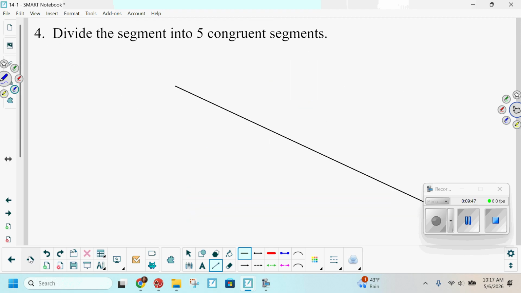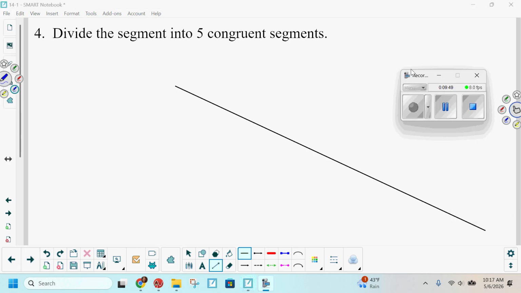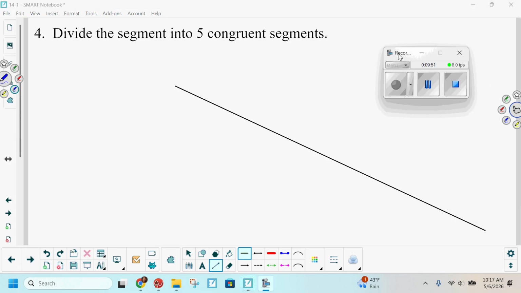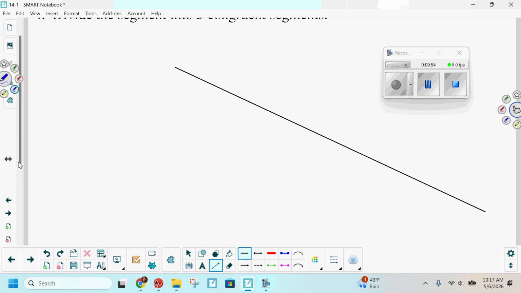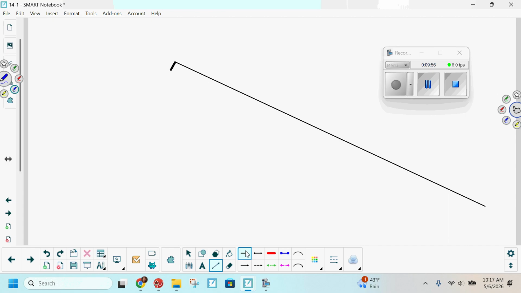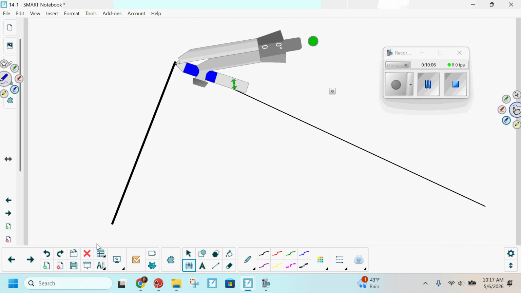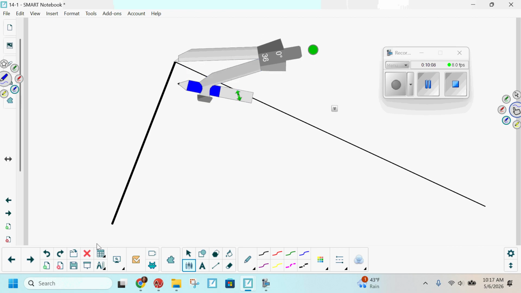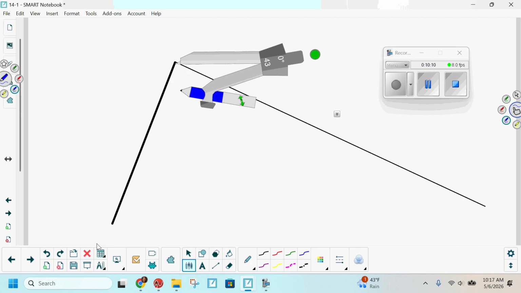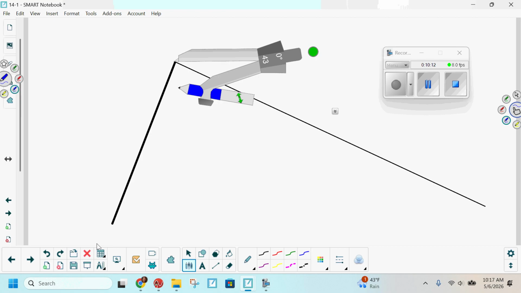All right, let's try it again. So this time we're going to do this. Oh my goodness, they want 5 congruent segments. So you're going to take your straight edge and make a line segment. And you're going to take your compass, and we are going to make 5 congruent segments. So I'm not going to open my compass too much because that's a lot of segments.